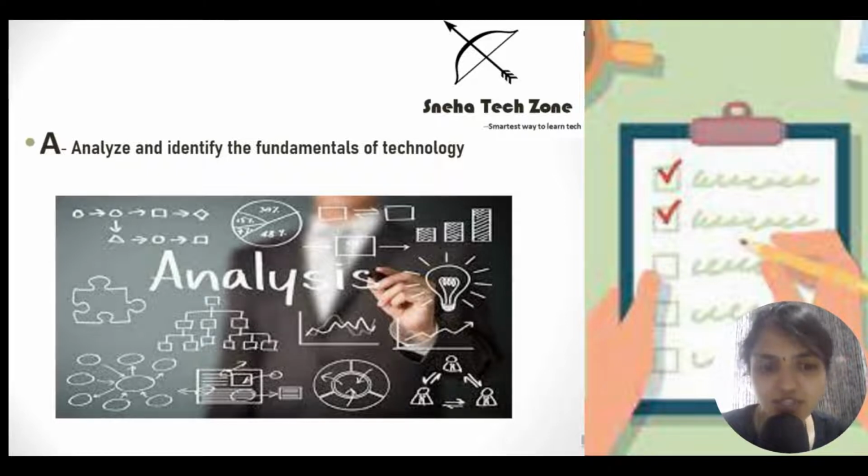This is the first step that we need to follow before starting with any technology. Getting the things, analyzing them, theoretically understanding what it is telling. So, this is the first step, which is A, analyze and identify the fundamentals of technology.